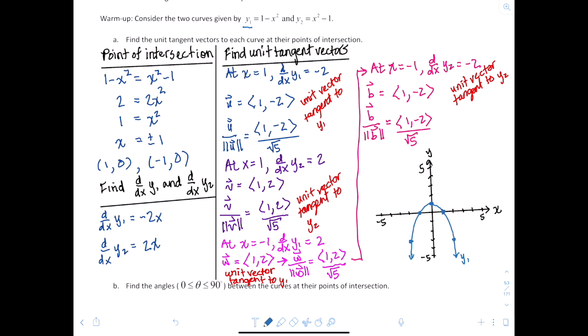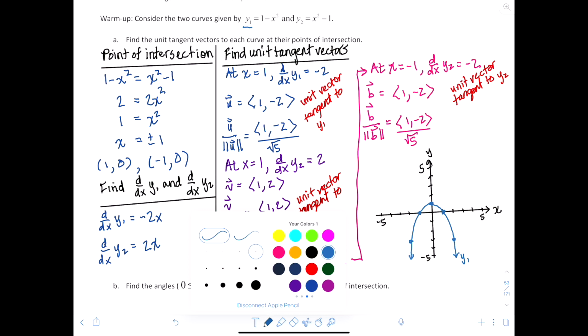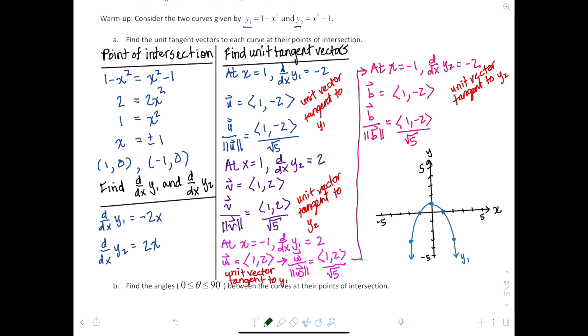And then the graph of y2 we can do in, what color haven't we used? I guess we can do that one in green, y2. So that one's going to be shifted down 1, but it'll open upward. So again, we've got those intercepts, and it's going to look something like this. All right, 1 over root 5 is approximately 0.45.